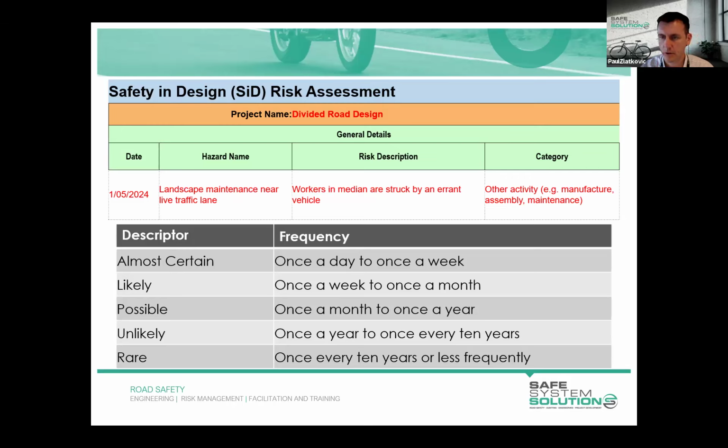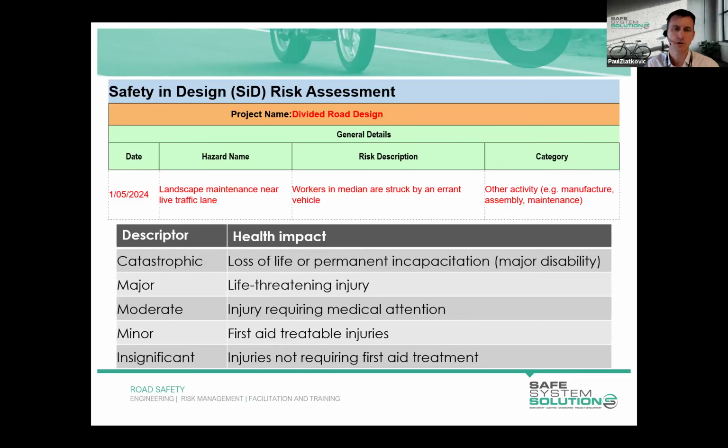Okay, all right, let's end the poll and share the results. So we've got everywhere from almost certain, likely, with most responses around that, to possible and unlikely. Once a month to once a year to once every 10 years is unlikely, and that's a very broad period of time. But I'll just note down possible as the likelihood here, and let's go on to the next part of that risk equation, which is the consequence.